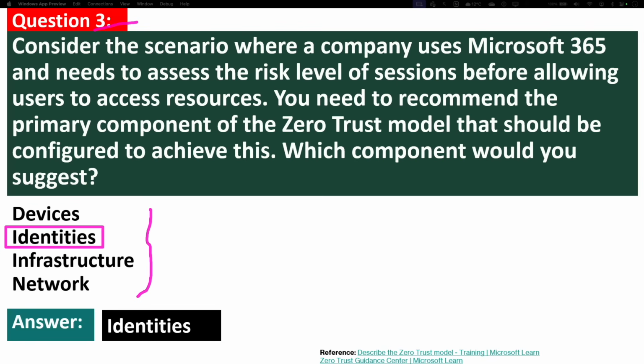Identities-based protection relies on user risk and session risk. Identities are crucial in this zero trust model because they serve as a foundation for access control and security. By verifying and continuously monitoring user identities and their behaviors, organizations can ensure that access to resources is granted only to authorized individuals and devices, reducing the risk of unauthorized access and potential breaches.